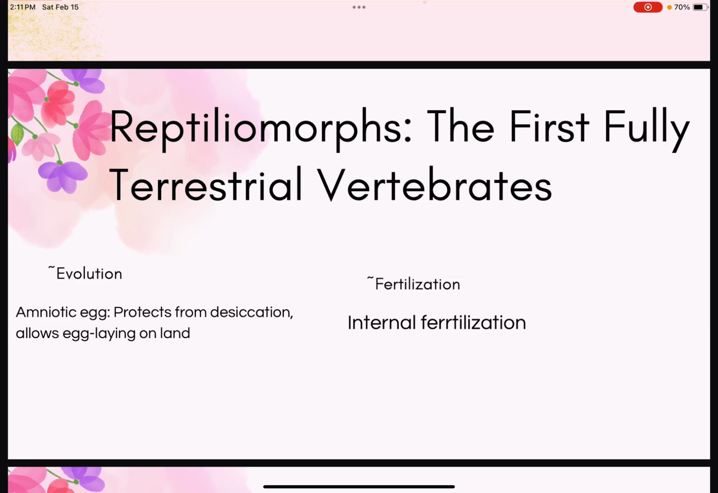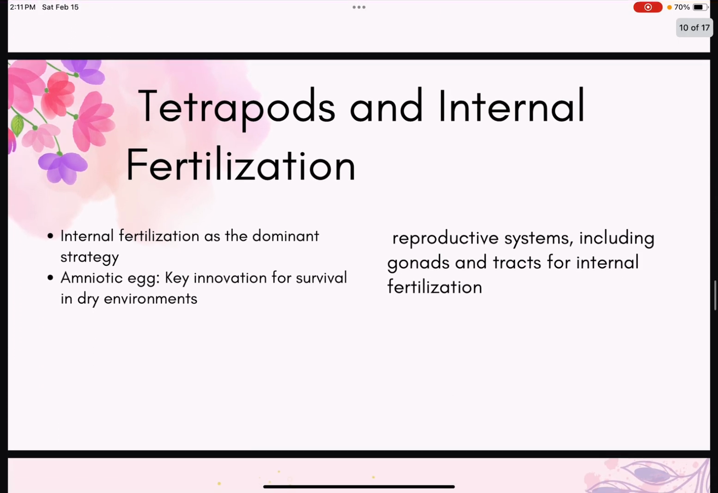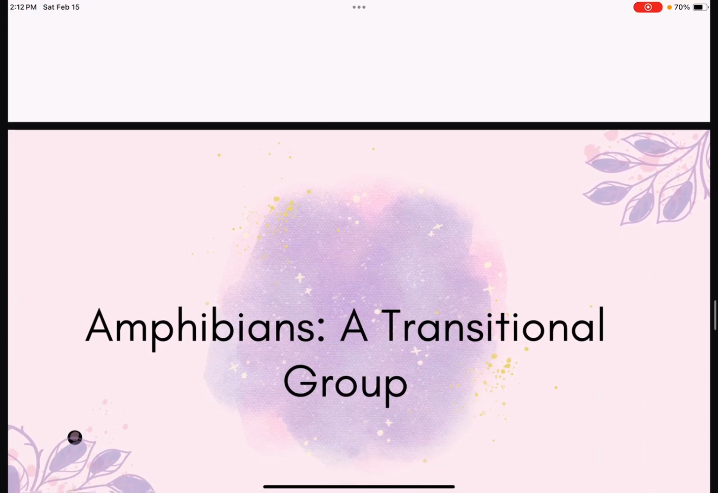It was very important, especially internal fertilization, to protect them from predators. Tetrapods and internal fertilization: internal fertilization as the dominant strategy. The amniotic egg is a key innovation for survival in dry environments, and the amniotic egg is important. Reproductive systems include gonads and tracts for internal fertilization.